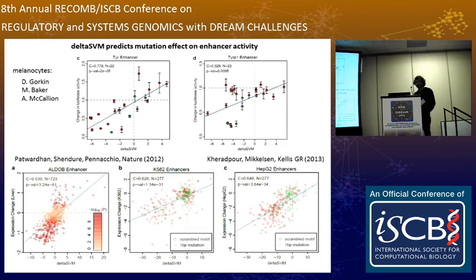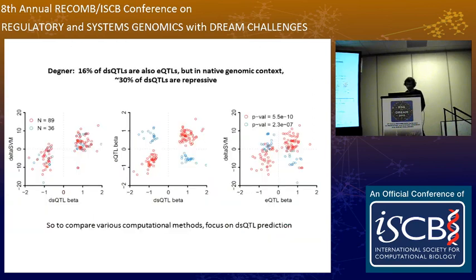We also directly tested this model experimentally by making mutations in 2 melanocyte enhancers and directly comparing delta SVM score with the change in luciferase activity, and we get a high correlation. And we also got a high correlation with 3 previously published massively parallel data sets. So ultimately, we want to predict the effect of a SNP on enhancer activity.